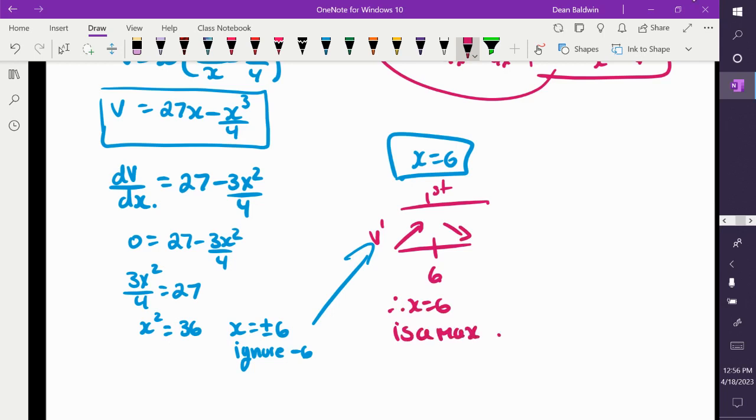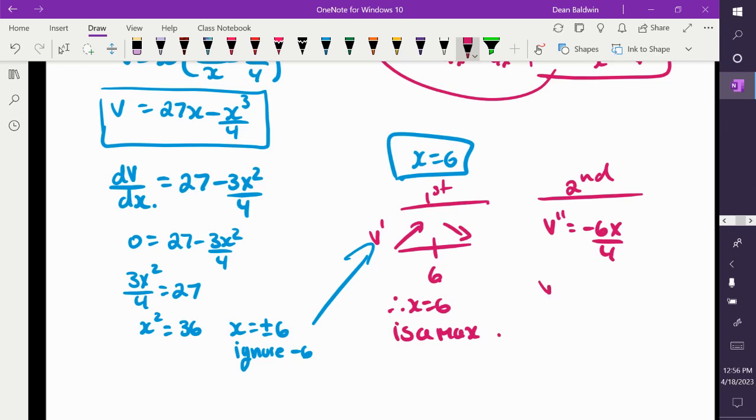You don't have to do second derivative, but I'll do it just because. You have to find the second derivative. What is the second derivative? I'll say negative 6x over 4, or negative 3 halves x.